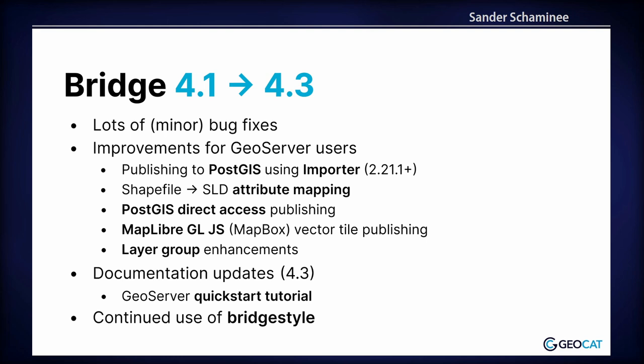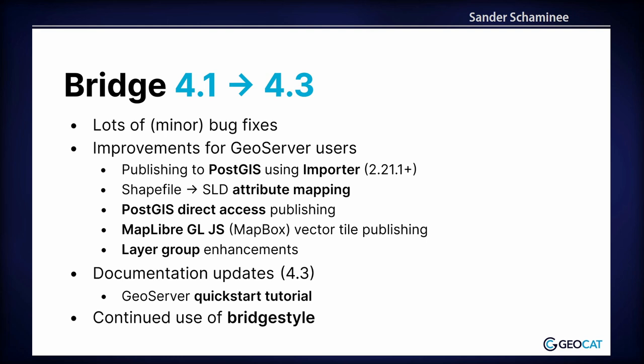We also fixed the shapefile attribute mapping. It also is related to importer, which unfortunately only accepts shapefiles. So if you have a local GeoPackage, it has to convert it to shapefile, shortening the attribute names, and that sometimes broke the style mapping to the attribute value. So we fixed that.